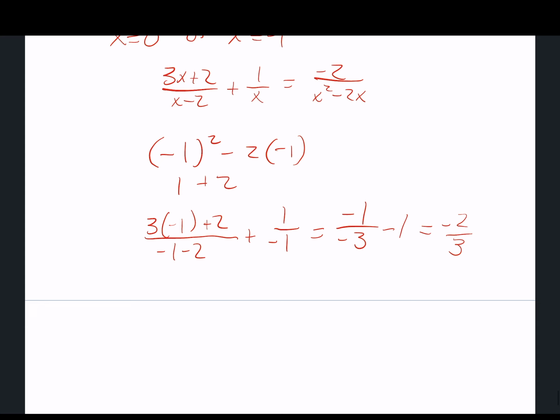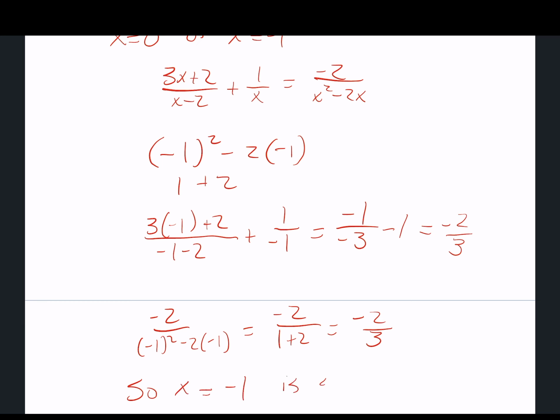Okay, so let's plug in the negative 1 in the right side of our equation. That gives us negative 2 over negative 1 squared minus 2 times negative 1, which is negative 2 over negative 1 squared is 1, and then negative 2 times negative 1 is positive 2. So we're left with negative 2 over 3. So x equals negative 1 is a solution to the equation.